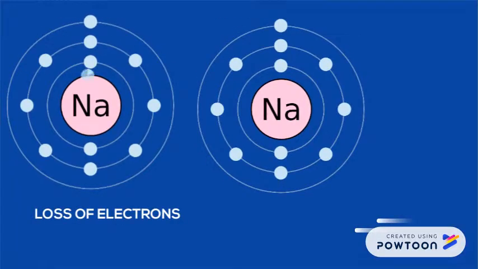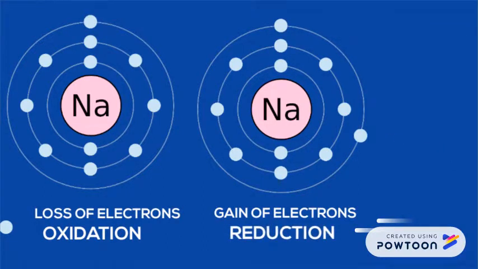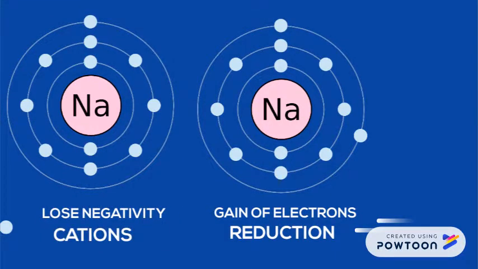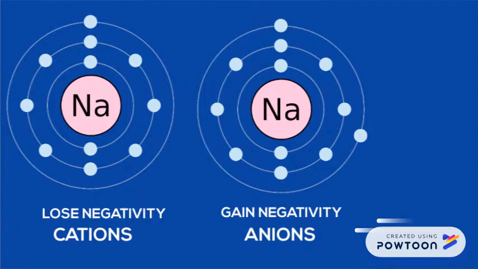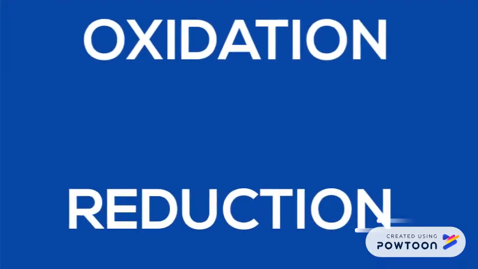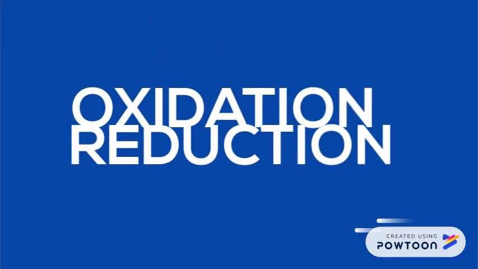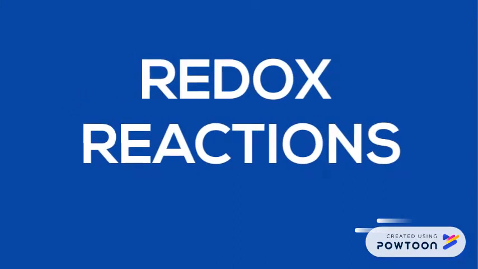The loss of electrons is called oxidation. The gain of electrons is called reduction. In oxidation, the loss of electrons means the loss of negativity, forming a positively charged cation. In reduction, the gain of electrons means the gain of negativity, forming a negatively charged anion. Oxidation and reduction reactions always happen together, and we call them redox reactions.